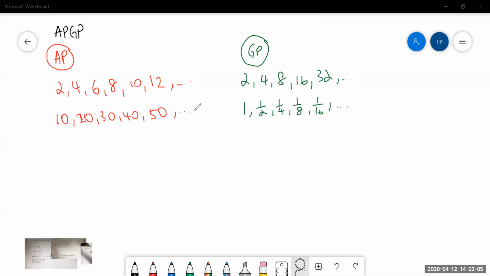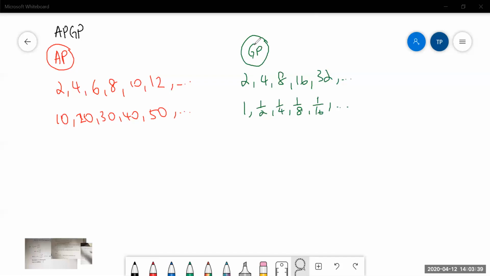What's the difference? Oh, the GP doesn't have a standard increase. I said +2, then +4, then +8. Okay, look more carefully. Oh, it's multiplied by 2. GP is a multiplication by 2. Correct.